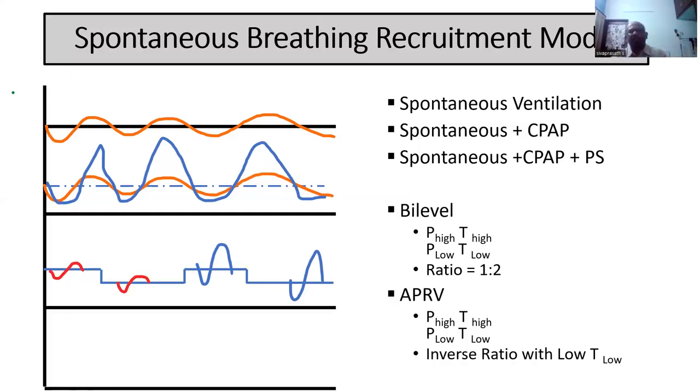It's called bilevel. Suppose I don't maintain the physiological IE ratio. I want an inverse ratio, that is a long inspiratory time with a short expiratory time, it is called APRV. That is the only difference. APRV is a bilevel ventilation where the inverse ratio of ventilation has been applied, and the patient can breathe either spontaneously or pressure supported throughout bilevel and APRV.